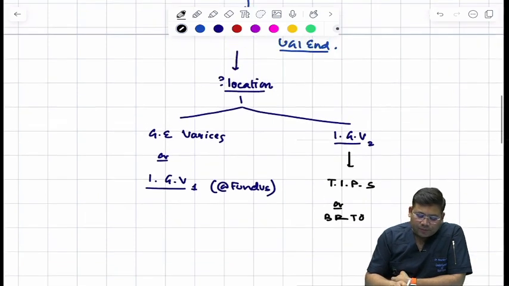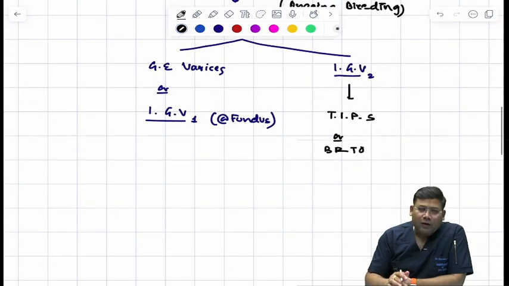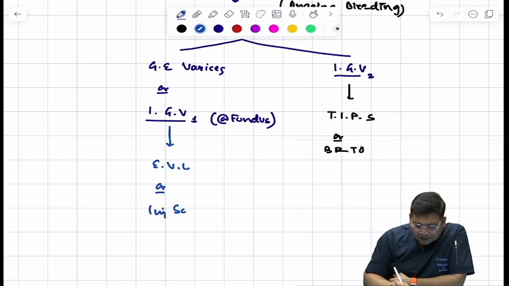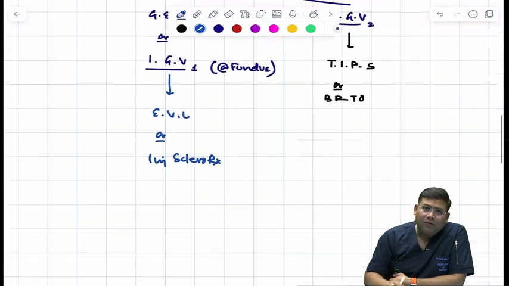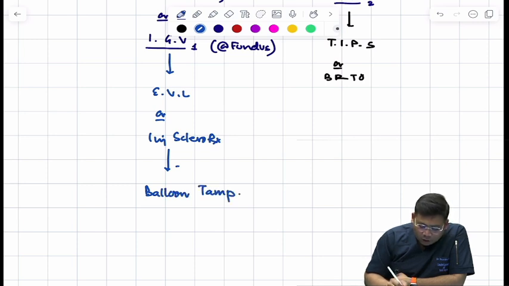I'm talking about if there is ongoing bleeding. If the bleeding has stopped, then that is okay. But if there is ongoing bleeding, you will have to go for this intervention. Suppose you went for GE junction, or gastroesophageal varices, or IGV type 1, for them you have to go for EVL or you have to go for injection sclerotherapy. This is one very simple thing, but if it fails, then in that case you will have to go for the balloon tamponade, or if that also fails you have to go for TIPS.